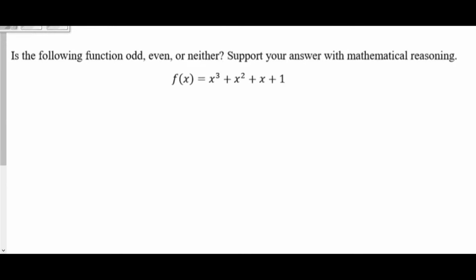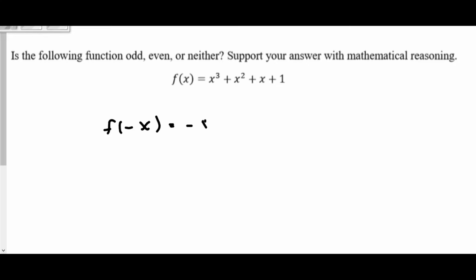So another odd, even, or neither question. What we're going to do is plug in a negative x and observe how the signs change. If all the signs stay the same after we plug in a negative x, we can say that they're equal to the original function, then it's even. If all the signs are opposite, it's odd, and if you get some weird mix of opposite and equal, or same or different, then it's neither. So let's plug in a negative x.